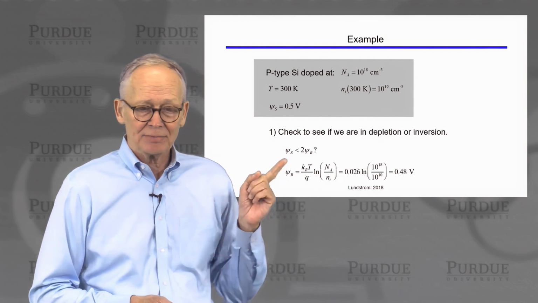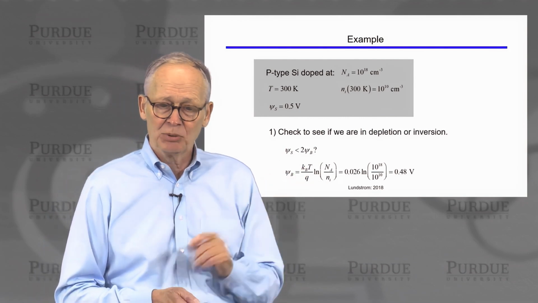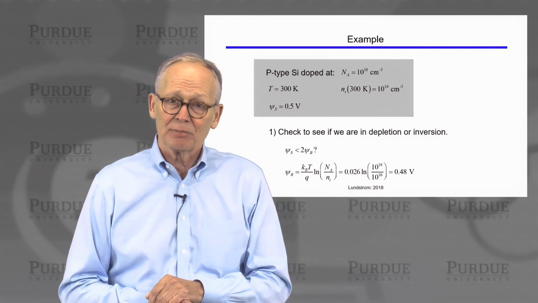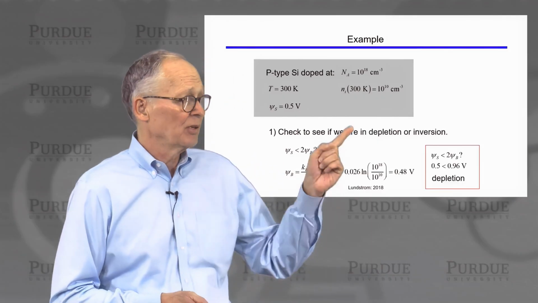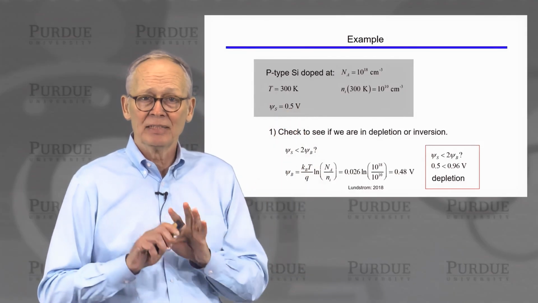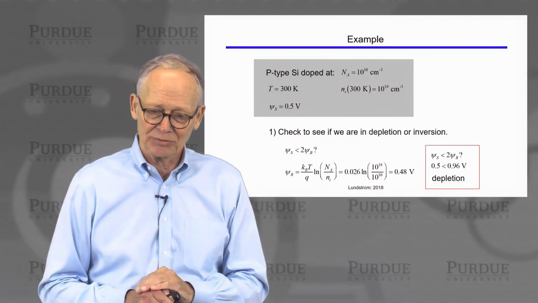Well, psi B, we have an expression that's just related to the doping density in the bulk. We can put numbers in. Psi B is about a half a volt. So 2 psi B is almost a volt. We only have a half a volt of band bending, so we're comfortably in the depletion region. We can use the formulas that we've derived.